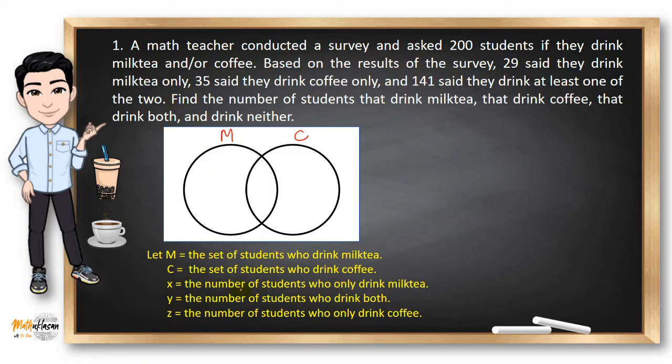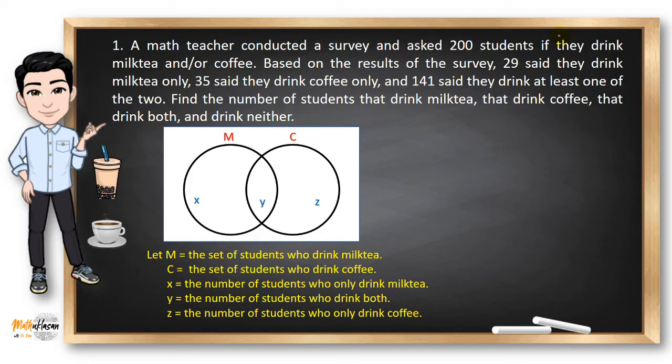If we let X be the number of students who only drink milk tea, since the whole circle here represents the set M, or the students who drink milk tea, this region represents X. So it excludes this part in the middle. While Y will be the intersection of M and C, those students who prefer both coffee and milk tea. While Z is the number of students who only drink coffee. So if this is X, this is Z. So Z represents this region, also excluding this middle part.